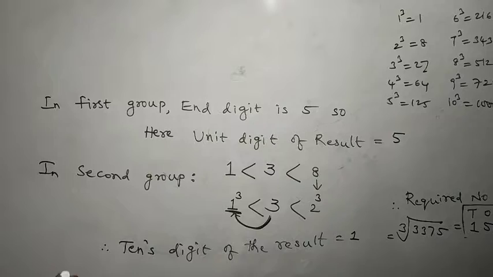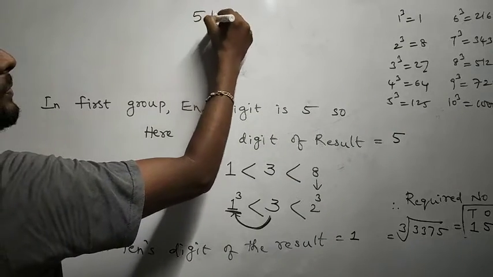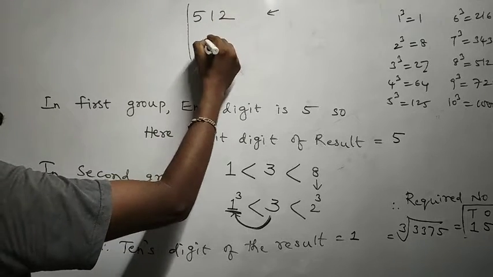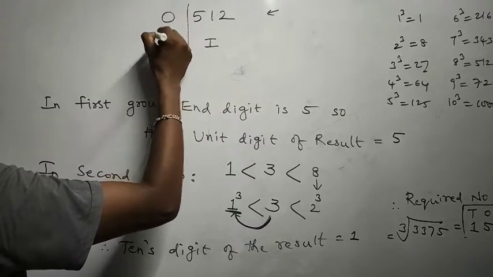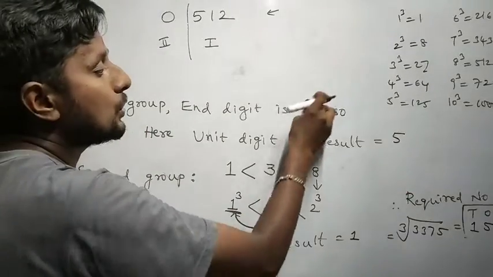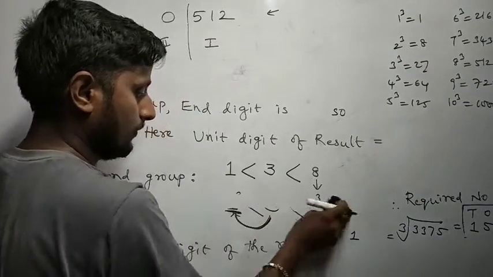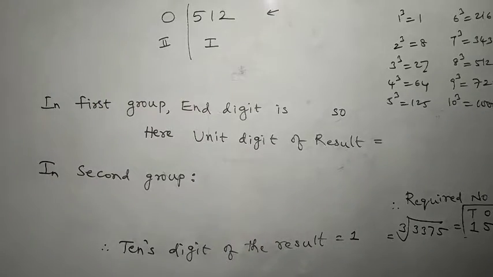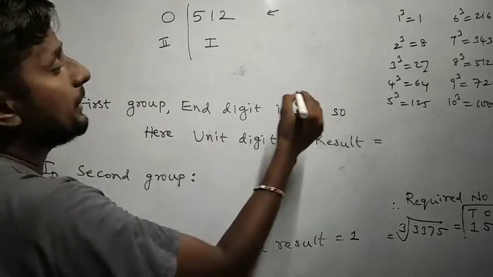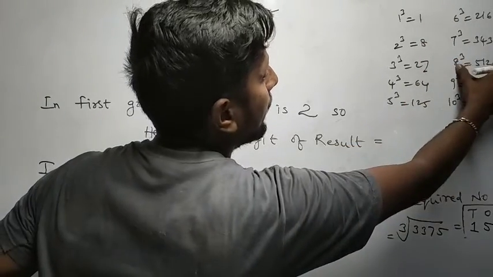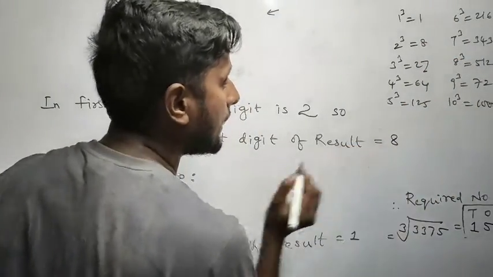Now we will go with one more number, that is 512. From the right side, look at 1, 2, 3 digits. So it's the first group. In the second group, we have the number, so 0 I have taken. Second group. Correct? Now in the first group, the end digit is 2. If you look at 2, we got it here from 8, am I right? So we'll write it as 8.